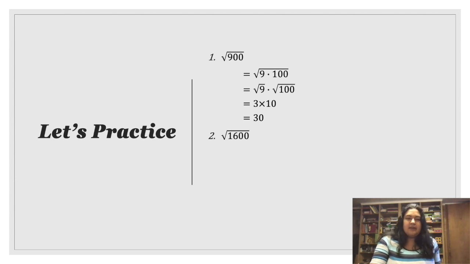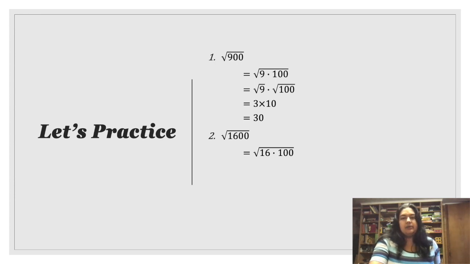Let's look at our second problem, the square root of 1,600. Again, it looks like a big number, but I can already see that this is divisible by 100. So I'm going to split this up as a product of two numbers. 1,600 is really just 16 times 100. I have them under the same radical sign right now, but now that I can see that it is a product of two numbers, I'm going to split them up.